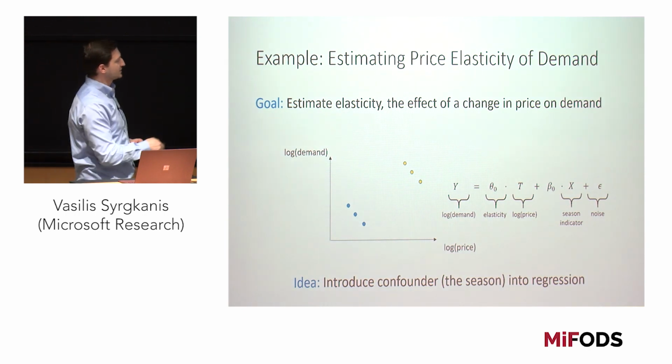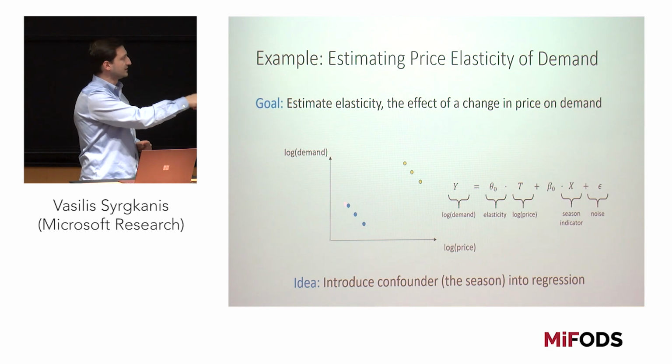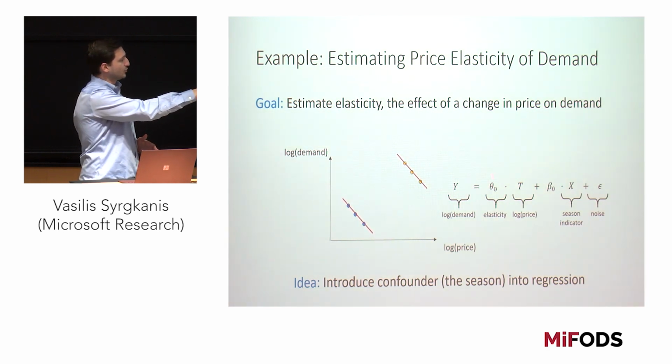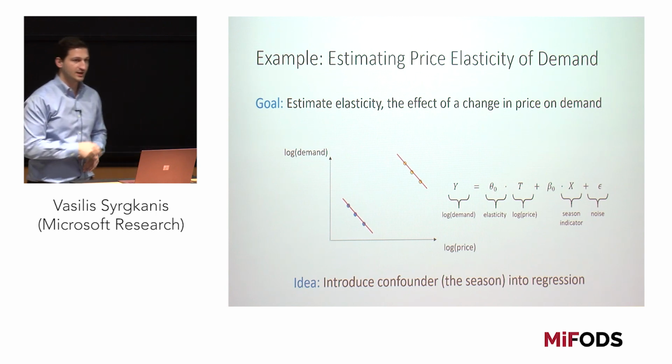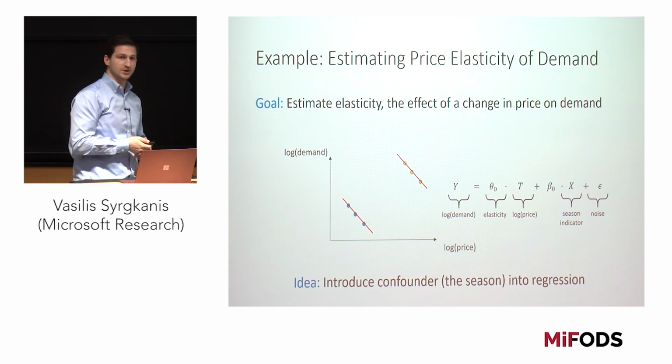Now everything is much nicer because by including this, you are going to split the data into the data that came from Christmas and the data that came not from Christmas, and then locally in these data points you're going to fit a downward sloping curve, and so the coefficient in front of the price is going to be this negative thing, and now you're going to get a more meaningful answer.